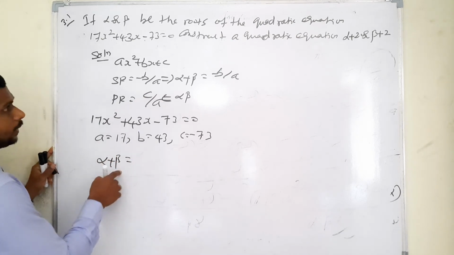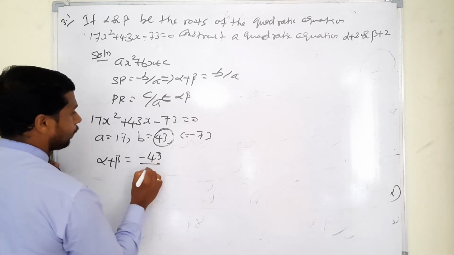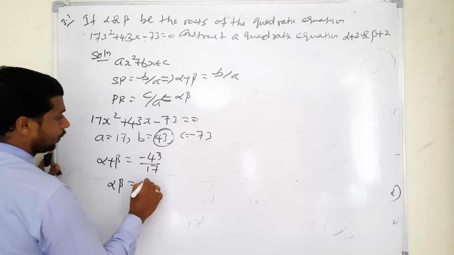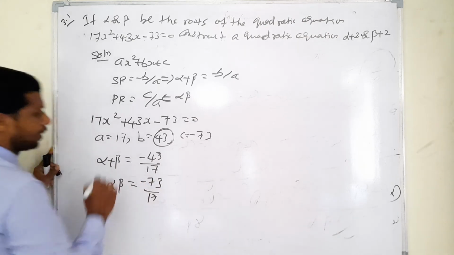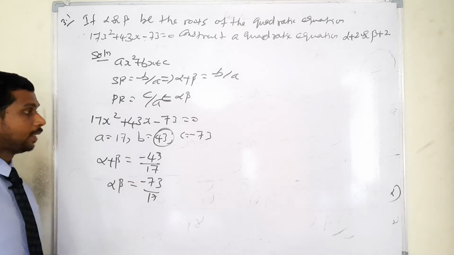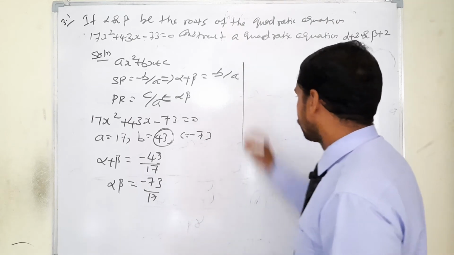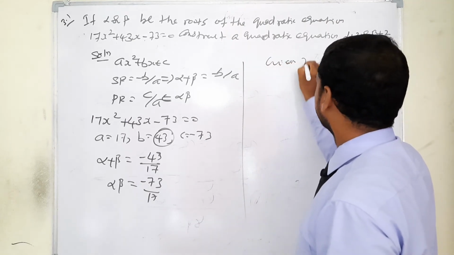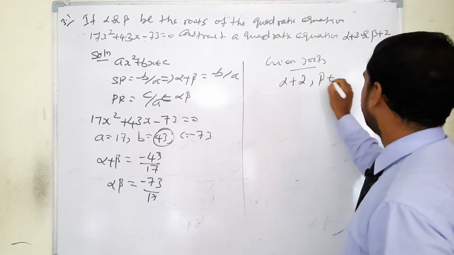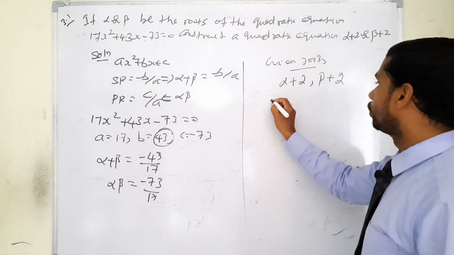Therefore first we need to find the sum and product of the roots. Alpha plus beta is equal to minus b by a, which means minus 43 by 17. Then the product of the roots, alpha beta, is equal to minus 73 by 17. Once we found the sum and product of the roots, what are the given roots? The given roots are alpha plus 2 comma beta plus 2. So from this we need to apply the sum and product of the roots.